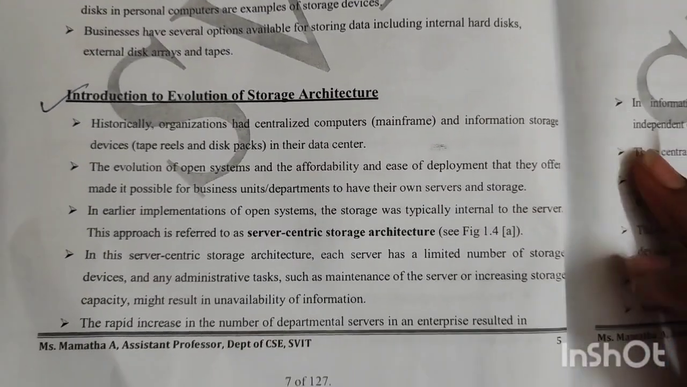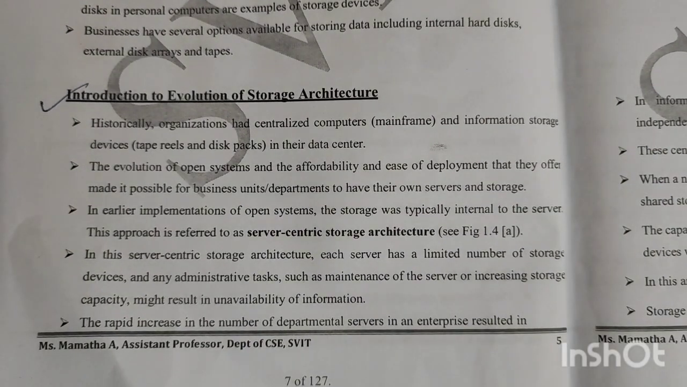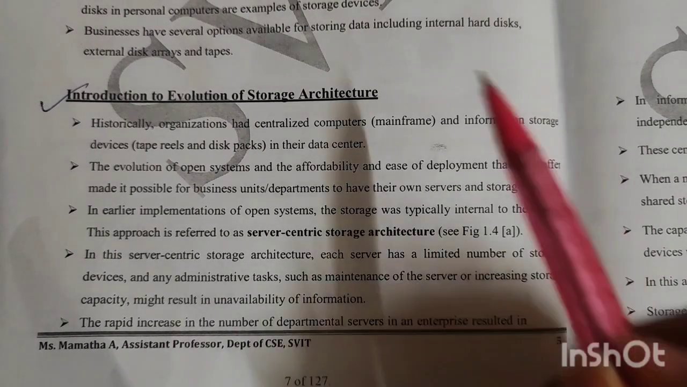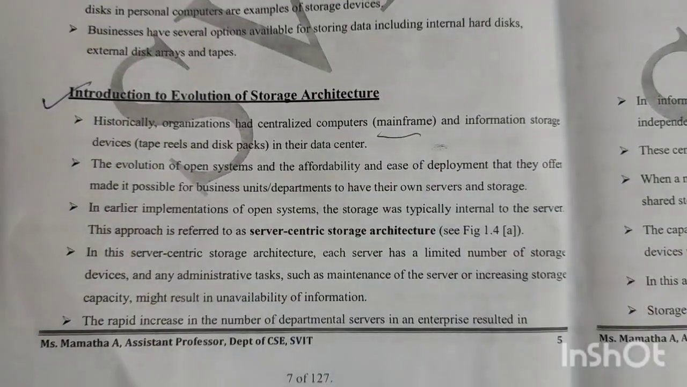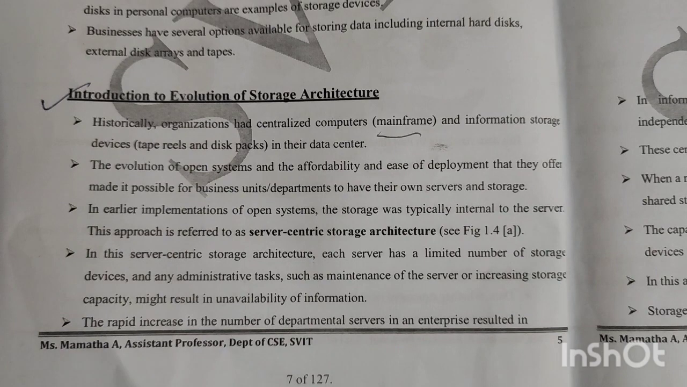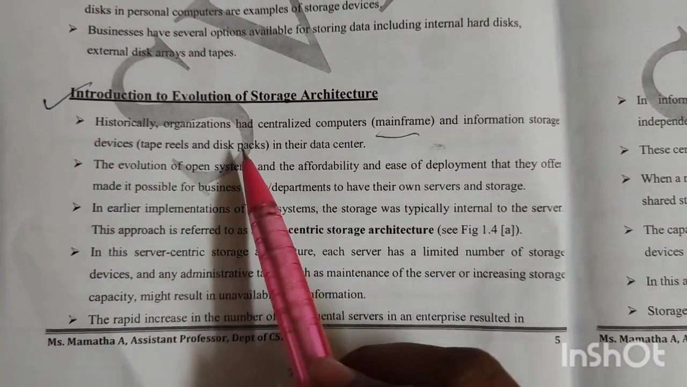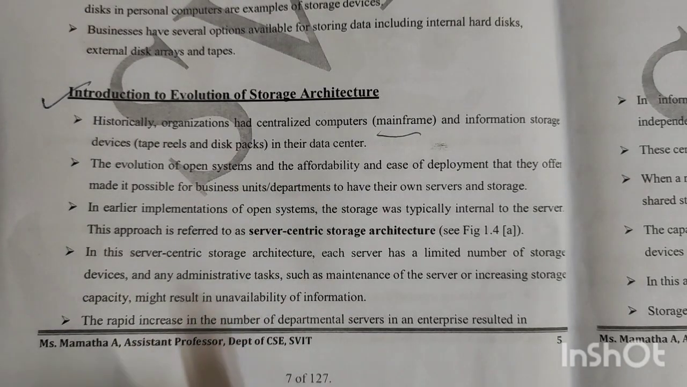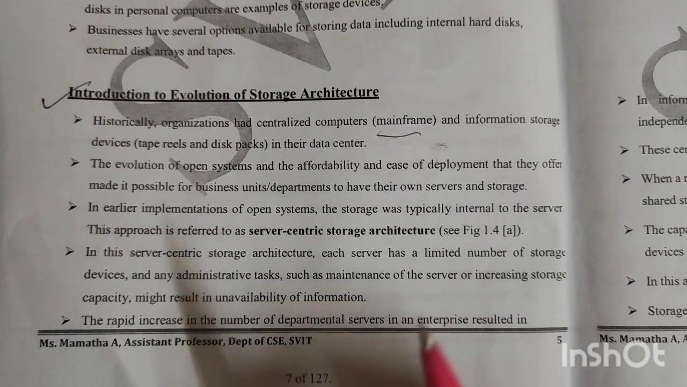So you have your first question, that is your evolution of storage architecture. So what you have to write is, you know that there were mainframe computers which are present, right? And then you needed large computers to store. Now you can store everything very easily. Like here they've given tape reels and disk packets. You had pen drives, you have CDs. So all these are storage devices.